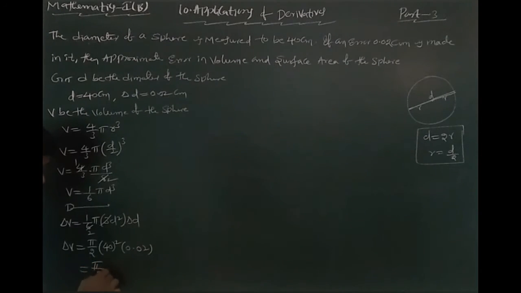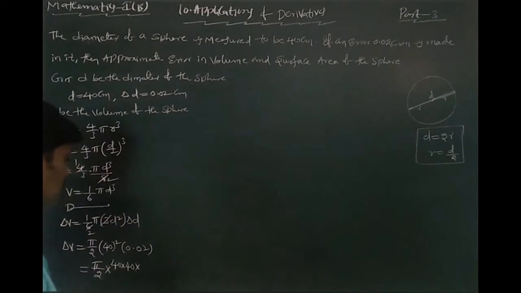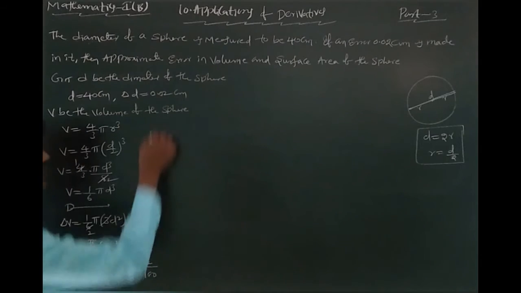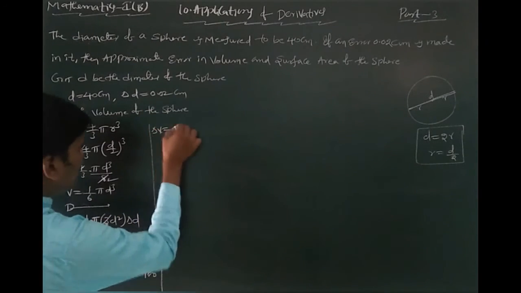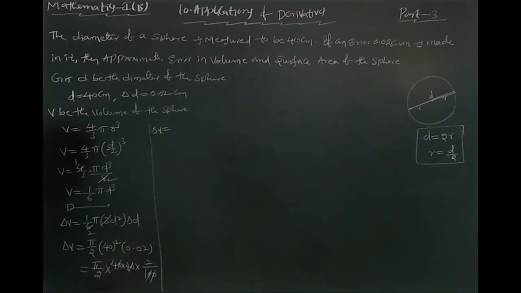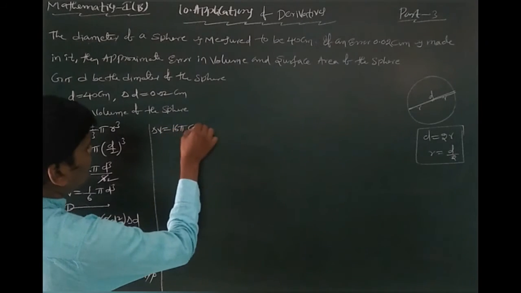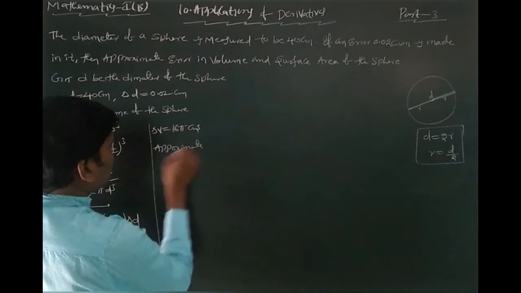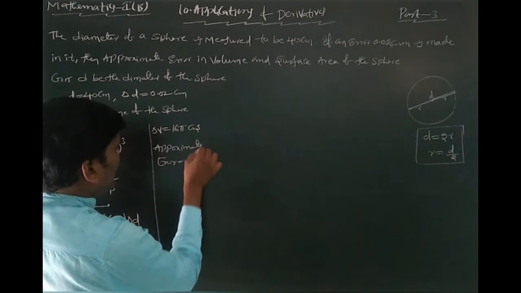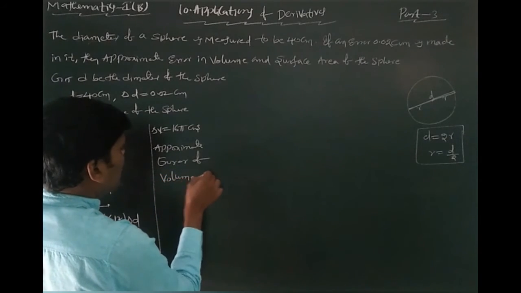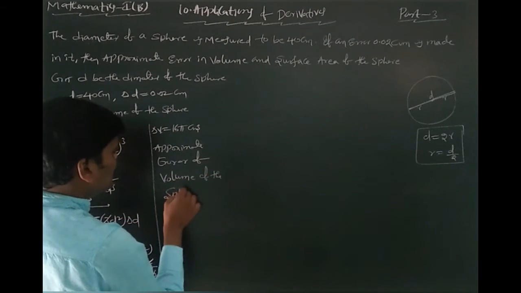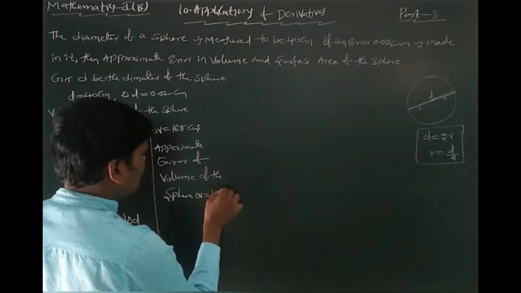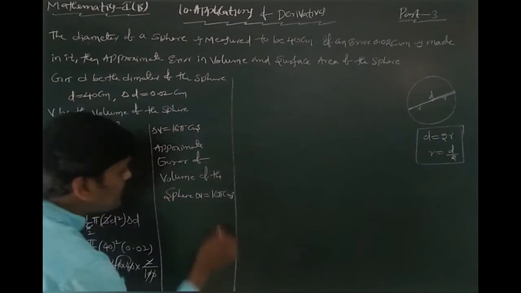You can write this as pi by 2 into 40 square, nothing but 40 into 40, into 0.02, nothing but 2 by 100. You can simplify this one. You get delta V equal to here the 0s get cancelled, the 2 gets cancelled. 4 4s are 16, so 16 pi centimeter cube. Therefore, the approximate error in the value of the sphere, delta V, is equal to 16 pi centimeter cube.